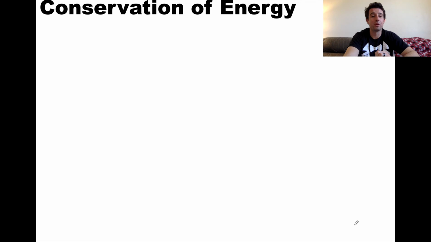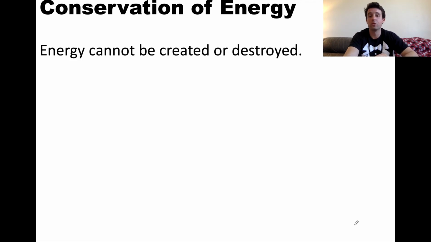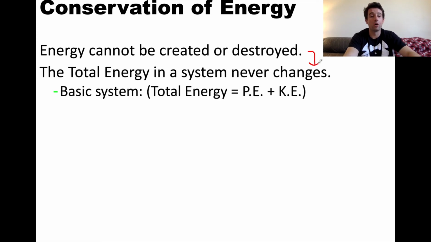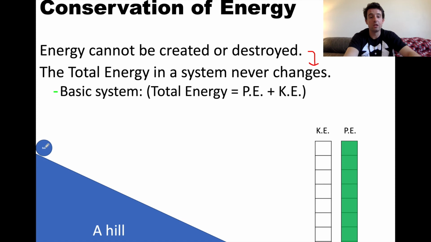Let's look at it a little bit as an example. So once again, energy can't be created, can't be destroyed, and the total energy in a system never changes. So let's look at a basic system here. We've got a ball, it's on a hill, and you'll notice that because it's high on the hill and it's stopped, all of its energy right now is potential energy. None of its energy is kinetic energy.